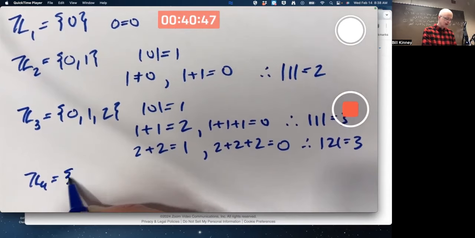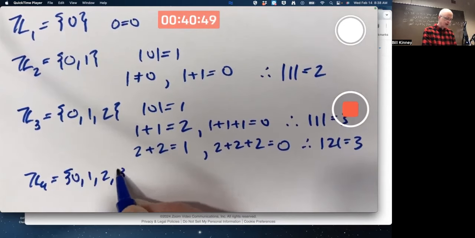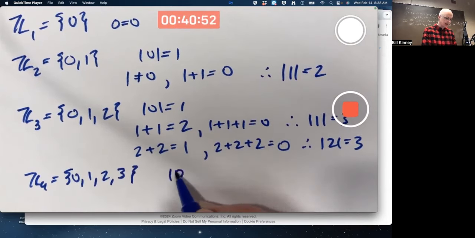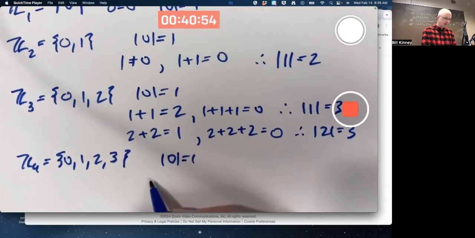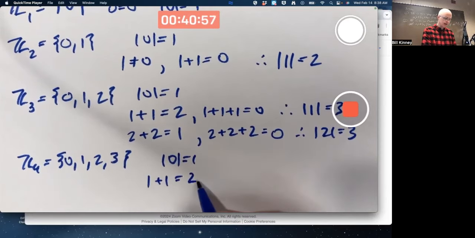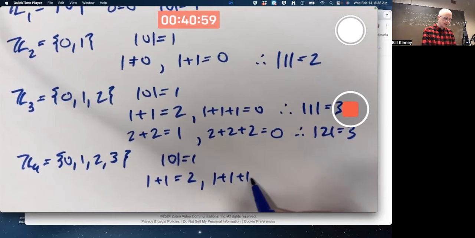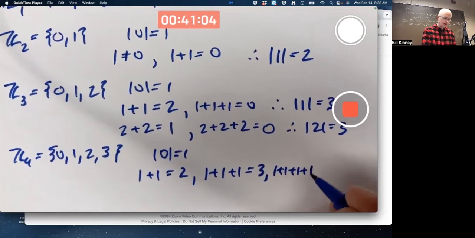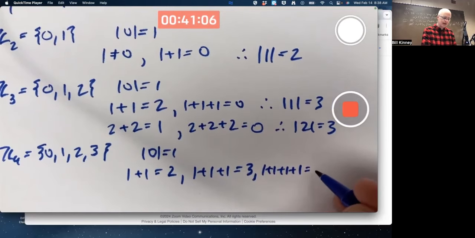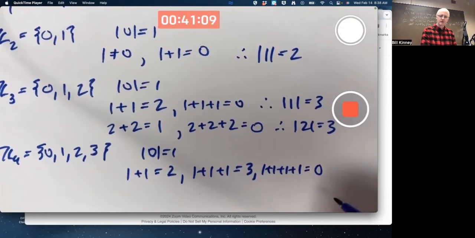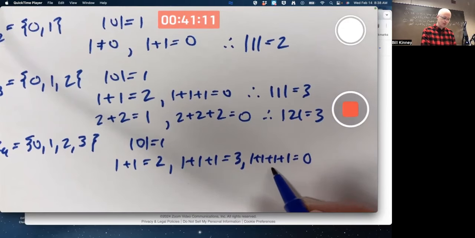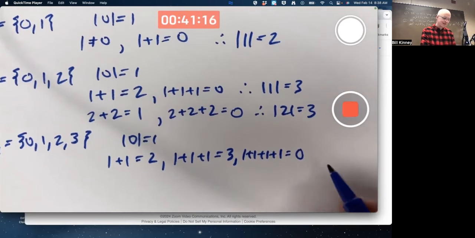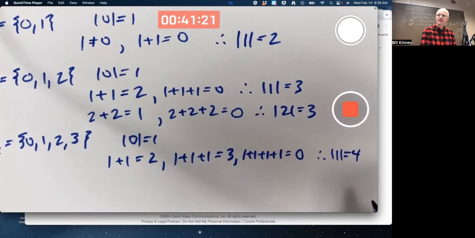Z4. Elements are 0, 1, 2, and 3. Once again, 0 has order 1. What's the order of 1? 1 plus 1 is 2, not 0. 1 plus 1 plus 1 is 3, not 0. 1 plus 1 plus 1 plus 1 is 4. Mod 4 is 0. These are a bunch of 1 pluses here. They kind of look like they're all melding together there. Therefore, the order of 1 is 4, which is the order of the group. This is the cyclic group.